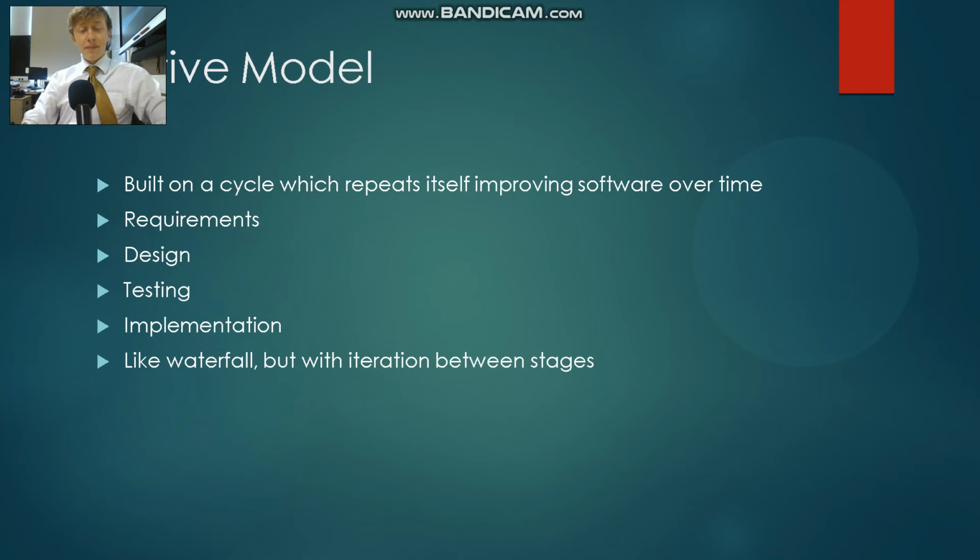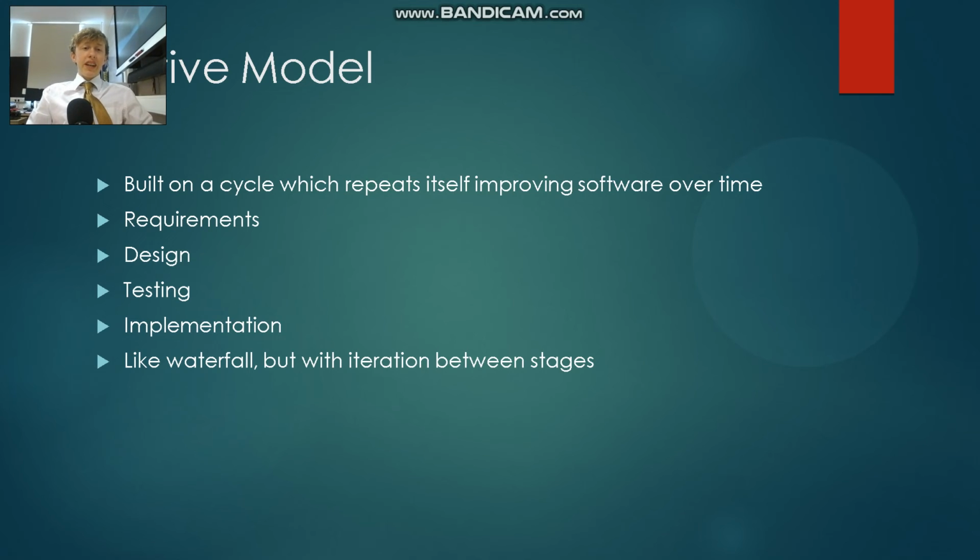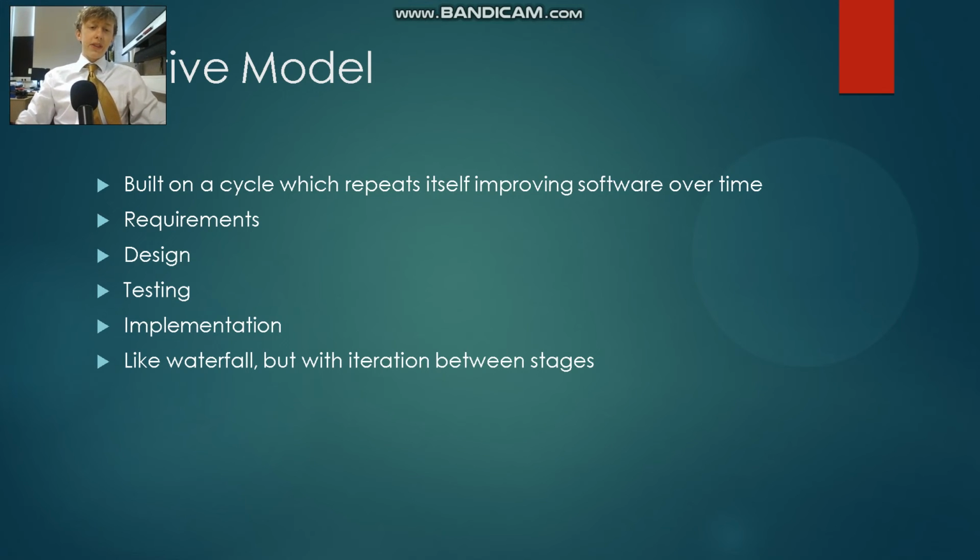Now we have the iterative model, built on a cycle which repeats itself, improving software over time. Like a waterfall model, there's requirements, design, implementation and testing. This has iteration in between the stages, unlike the waterfall model. You should note that this is very similar to the agile model because it is the template of all iterative models. What I mean by this is that there are many iterative models, one of them being the agile model.